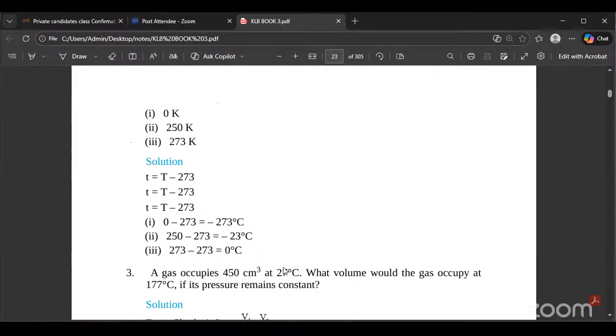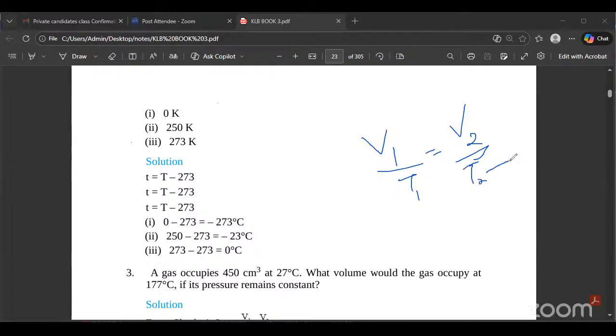So we have a gas occupies. We have stated Charles law. We have said it is directly proportional. So we do V1 over T1 is equal to V2 over T2. The temperature, this T, it is capital T. We have not written the small t this way.